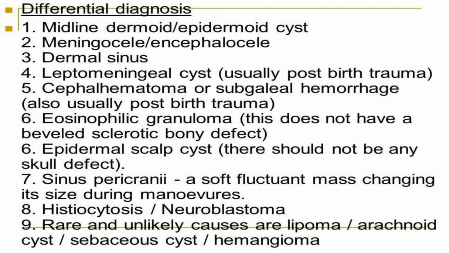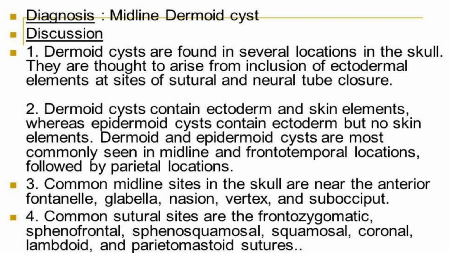Then there is epidermal scalp cyst, where there should not be any skull defect. And the seventh one is sinus pericranii. It's a very soft fluctuant mass which changes its size during maneuvers. And the eighth one, histiocytosis or neuroblastoma. And rare and unlikely causes are lipoma, arachnoid cyst, sebaceous cyst and hemangioma, which is very uncommon in infants, right? So that's the differential diagnosis. I told you 9 differential diagnoses. The ninth one has so many, 4 or 5 DDs.